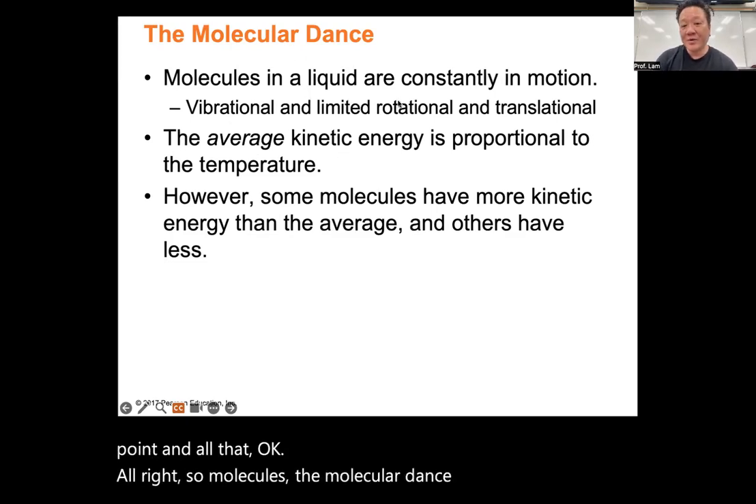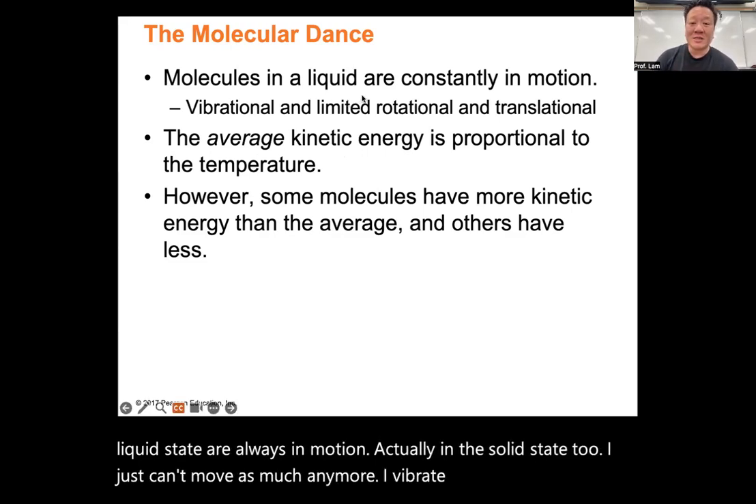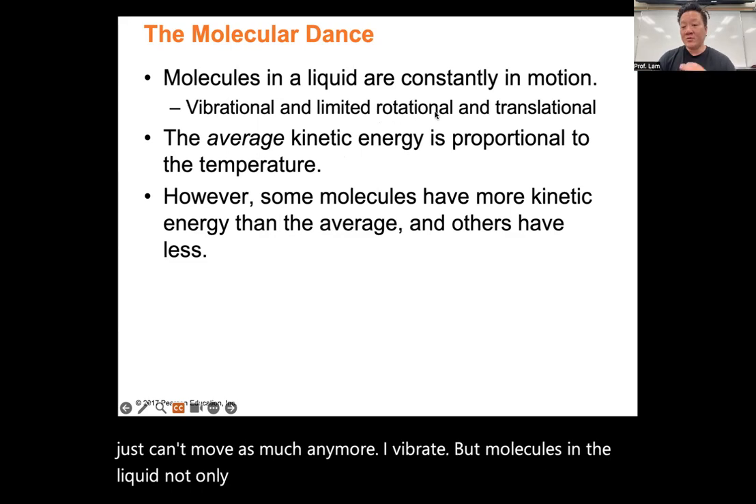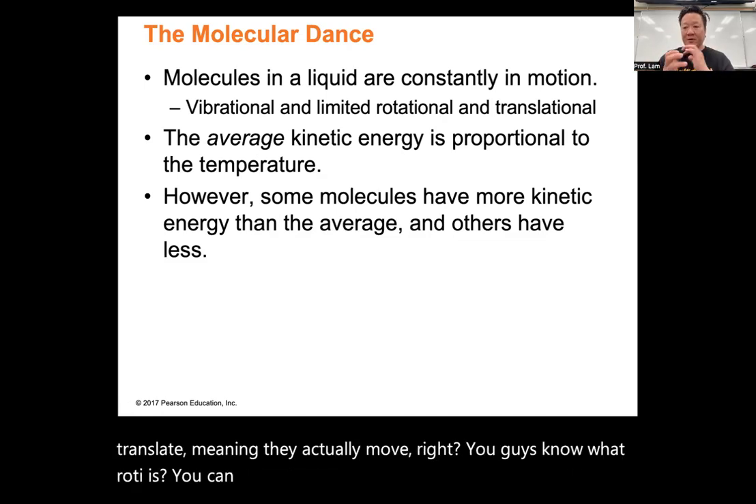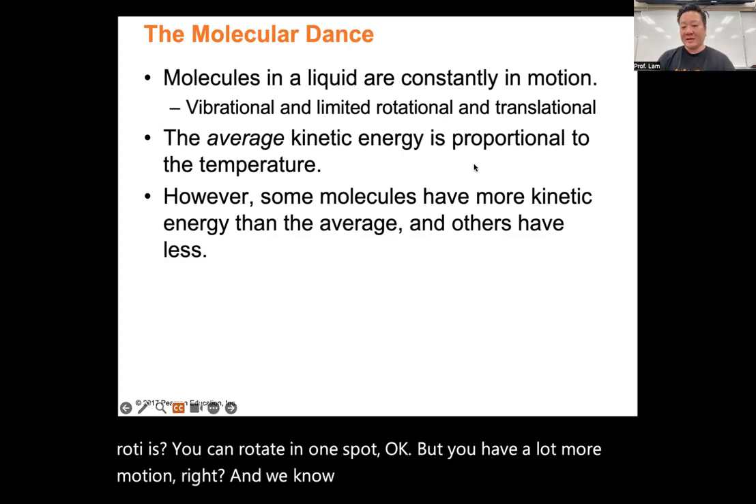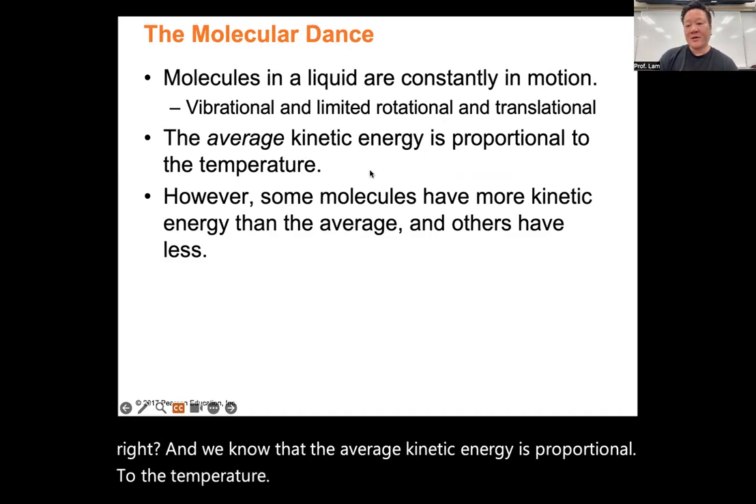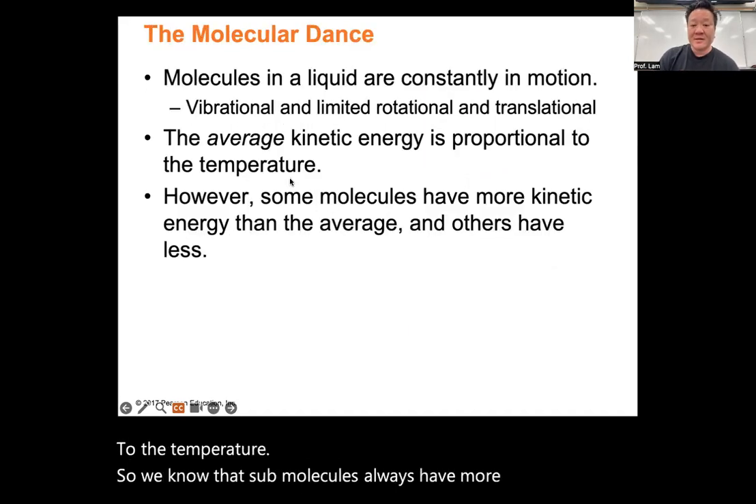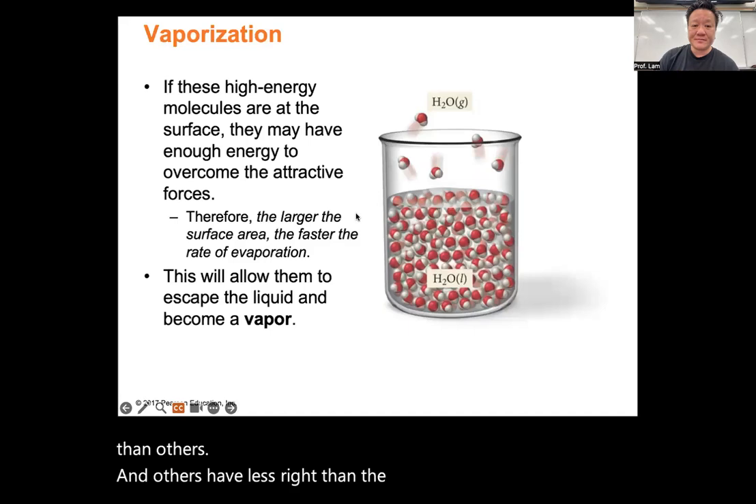So molecules in the liquid state are always in motion. Actually in the solid state too, they just can't move as much anymore. They vibrate. But molecules in the liquid not only vibrate, they also can rotate and also translate. Translate meaning they actually move, right? You guys know what rotate is. You can rotate in one spot, okay? But you have a lot more motion, right? And we know that the average kinetic energy is proportional to the temperature. So we know that some molecules always have more kinetic energy than others, and others have less than the average.